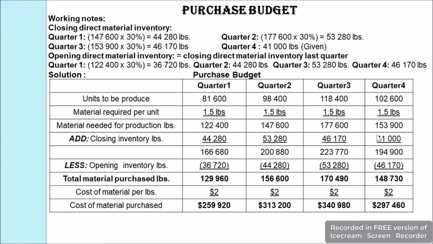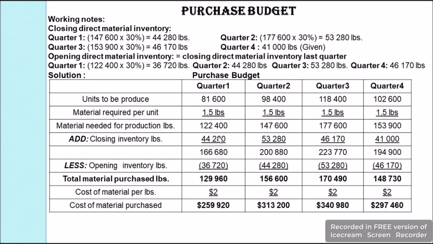For the third quarter, we'll take the fourth quarter's material needed for production, which is 153,900 pounds times 30%, which will be 46,170 pounds. And for the fourth quarter, it was given that the material needed for production was 41,000 pounds. When we add this to it, that is 122,400 plus 44,280, we will get 166,680. And for the second quarter, it is 147,600 plus 53,280, which will be 200,880.